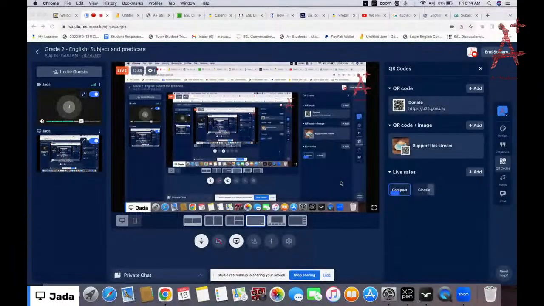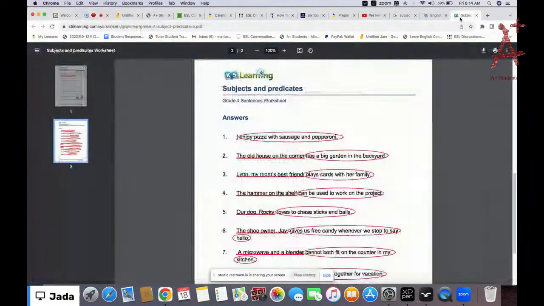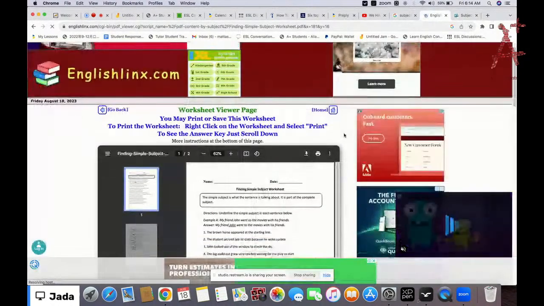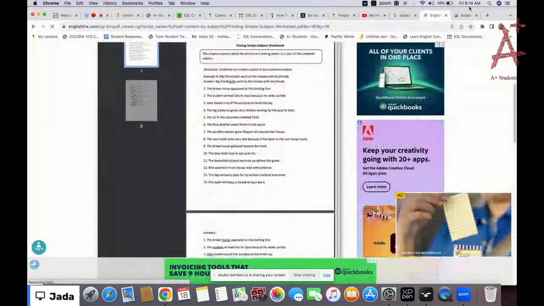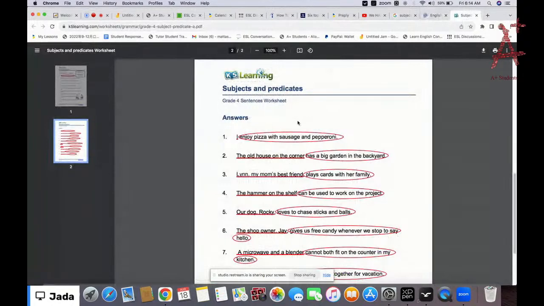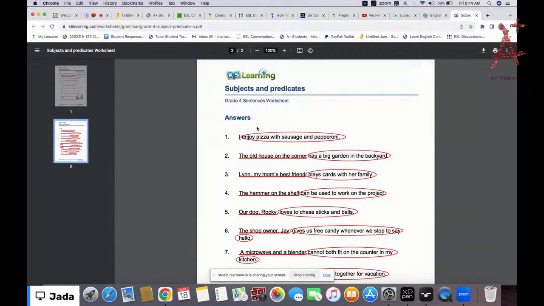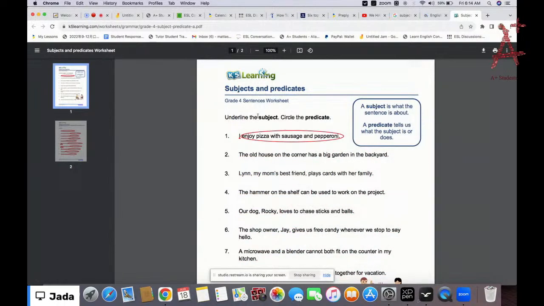So we have a worksheet here, and we just need to use that to look at the part that tells us about the subject and also about the predicates. But first we're not going to focus on the predicates. We're just going to focus on the subjects. So we have some examples here. Underline the subject. All you need to do is find the one that is the subject here.